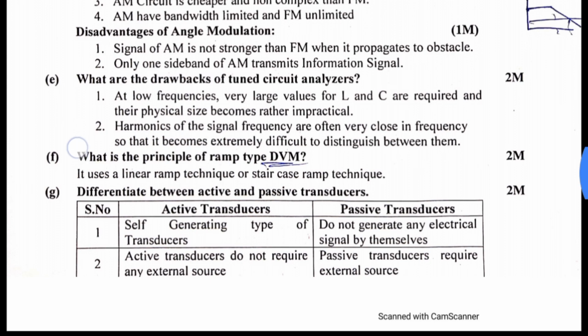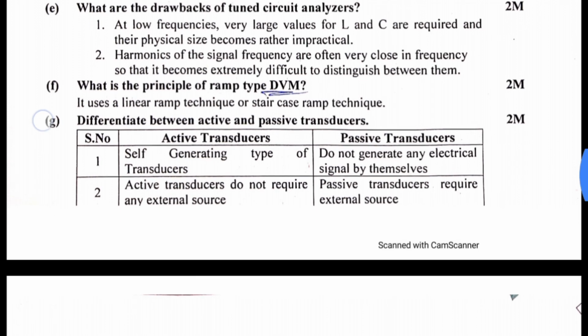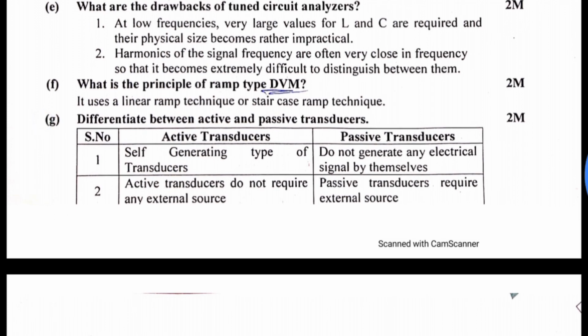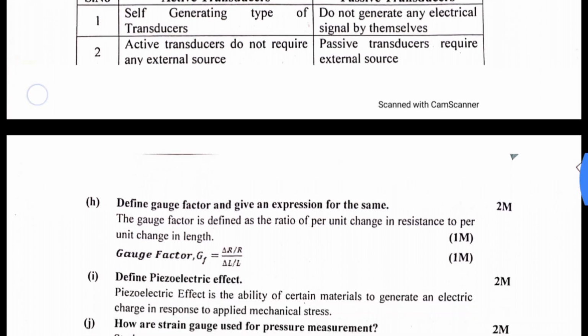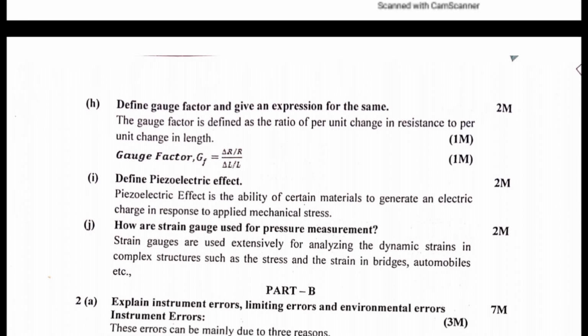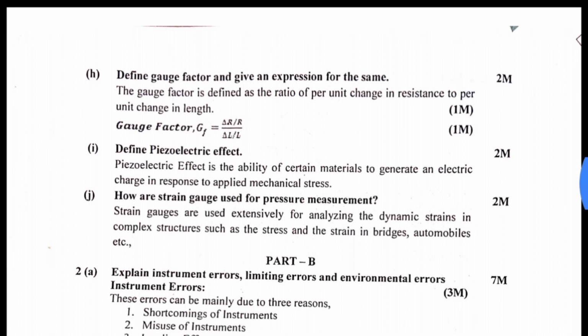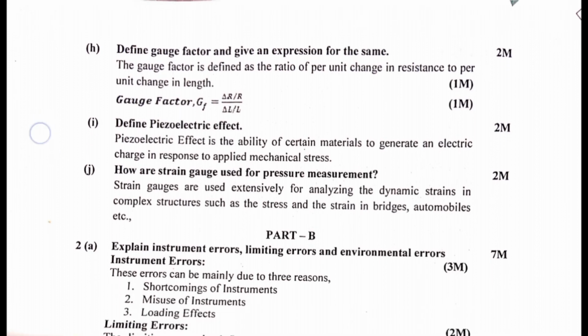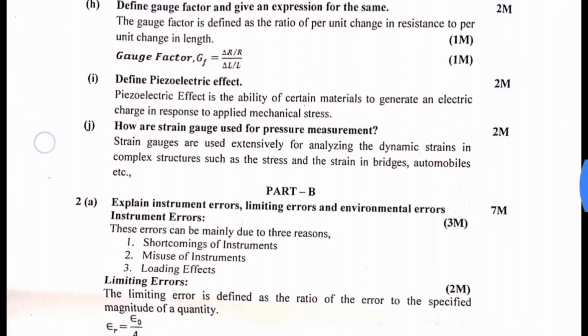Active transducer, passive transducer. Active transducers do not require any external source. Passive transducers require an external source. Self-generating types are active transducers. Passive transducers do not generate any electrical signal. Define gauge factor: delta R by R over delta L by L is the gauge factor. Change in resistance to the change in length is the gauge factor. Define piezoelectric: a piezoelectric crystal has the property of the piezoelectric effect. Your 2 marks answers will be like this.